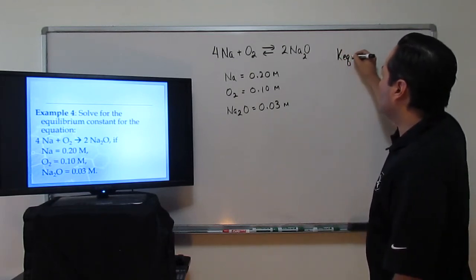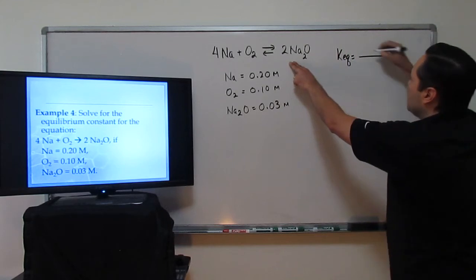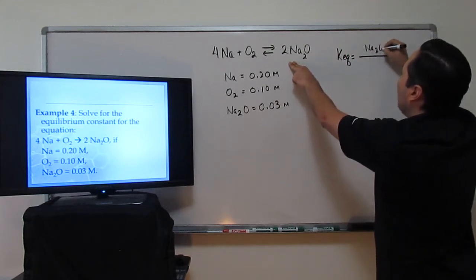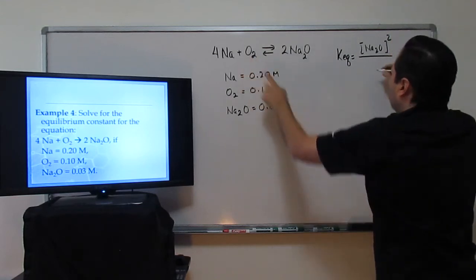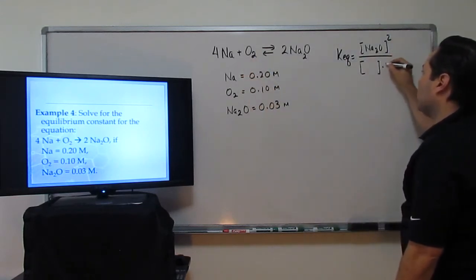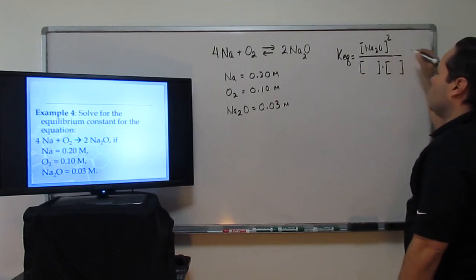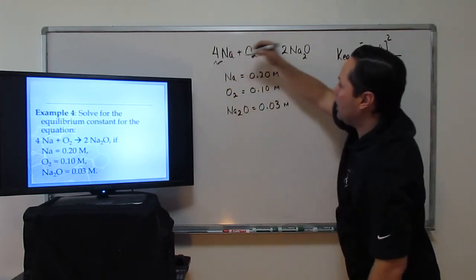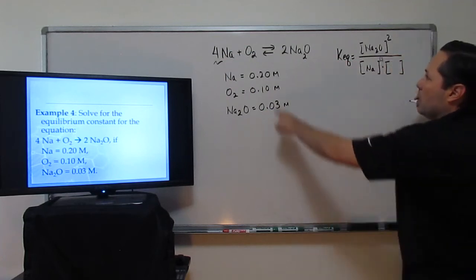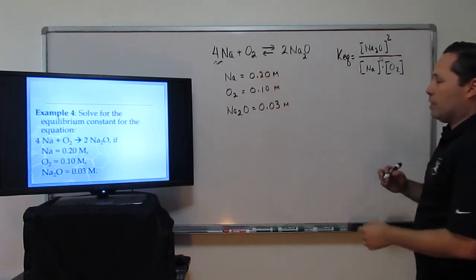KEQ is equal to, on the numerator you put the product, so that is going to be Na2O to the second power. And then the plus means that they're two separate molecules. So I'm going to put two separate sets of brackets. Na, and notice the 4 in the front, that means that it is to the fourth power, and then the O2 right there.